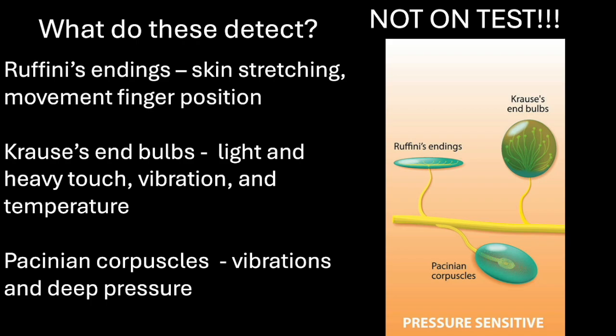So again, don't memorize, not on the test. Just looking at pressure receptors, we have Ruffini's endings. These sense skin stretching and movement of finger positions. We have Krause's end bulbs. These sense light and heavy touch, vibration, and temperature. And then we have Pacinian corpuscles. I butchered that. It's okay. These sense vibrations as well as deep pressure.